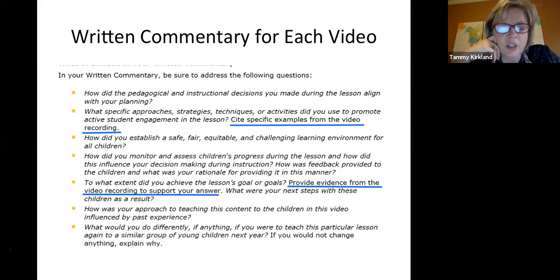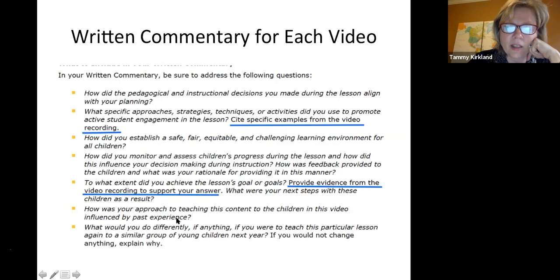How is your approach to teaching this content influenced by past experience? Well, almost all of you guys have taught that specific lesson before, unless it's your first year in that grade level or content area. And if that's the case, then you pretty well know when you see an objective coming up, well, this is going to be interesting. This happened last year, that happened last year. And then how was your approach to teaching the content to the children in this video influenced by past experience? We just read that. What would you do differently, if anything?